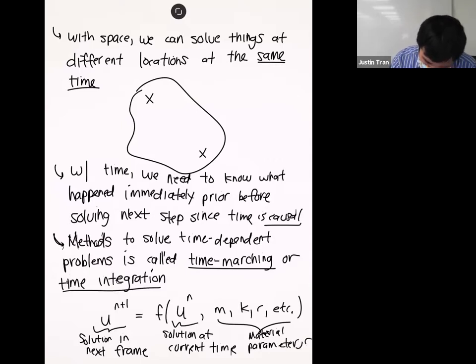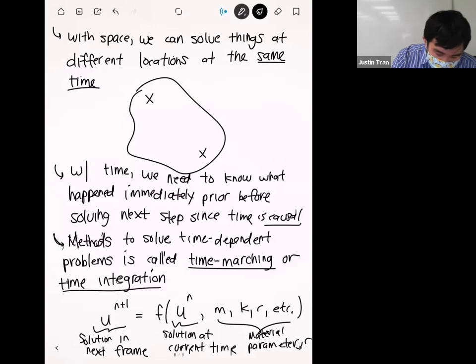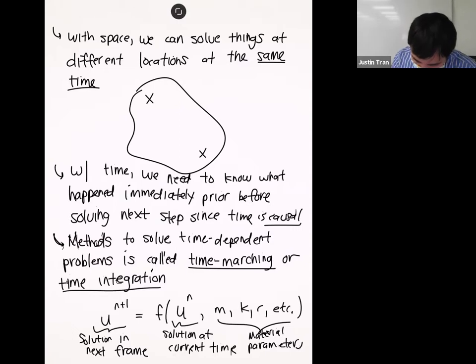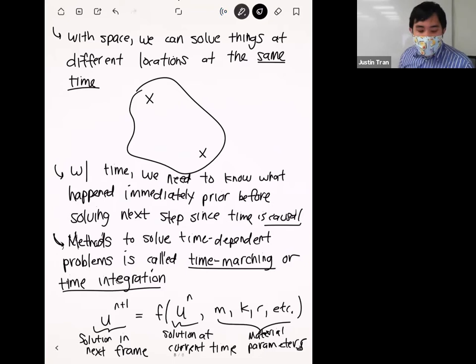Okay. And so all time marching schemes follow this trend right here, where it takes a solution at the current time step, combines it together mathematically with all the material parameters in your structure, and uses that to make a prediction of the solution at the next time step.